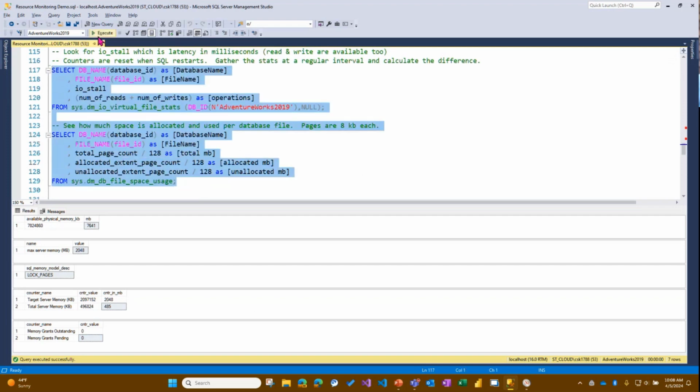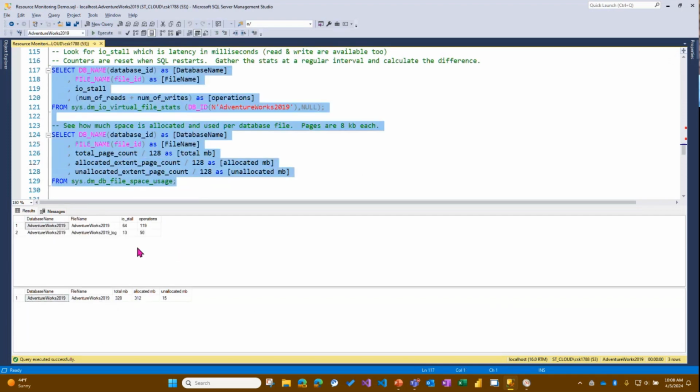And there's a couple disk ones here also. So our disk latency, these are a little bit different than what we could see in the performance counters. This is looking at the database file itself. So we can see on this file, we've had 64 milliseconds of stall over 119 operations since this SQL instance was started. So these are accumulating numbers. So we'd have to do some math to figure out how it's changing over time.